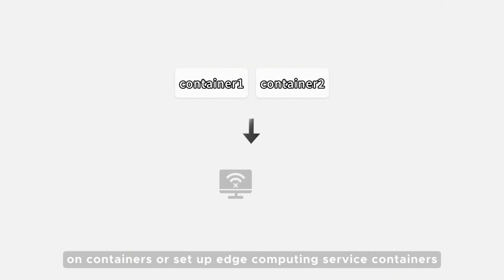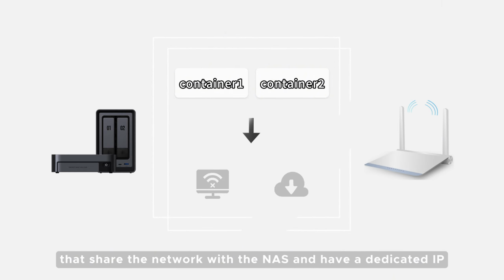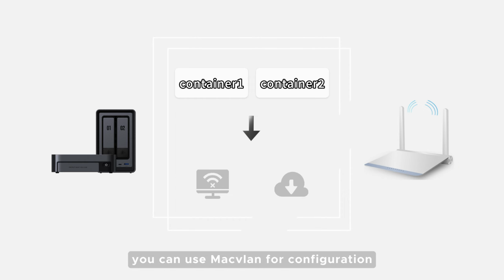If you want to impose individual network speed limits on containers or set up edge computing service containers that share the network with the NAS and have a dedicated IP, you can use Macvlan for configuration.